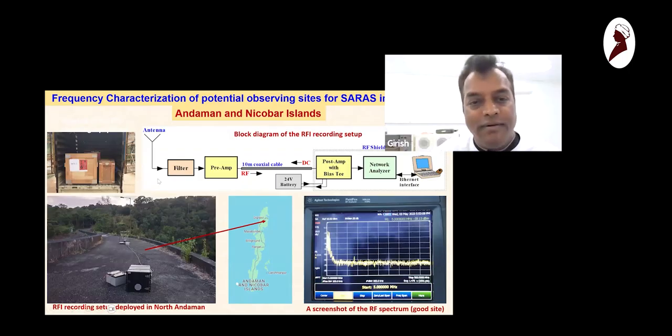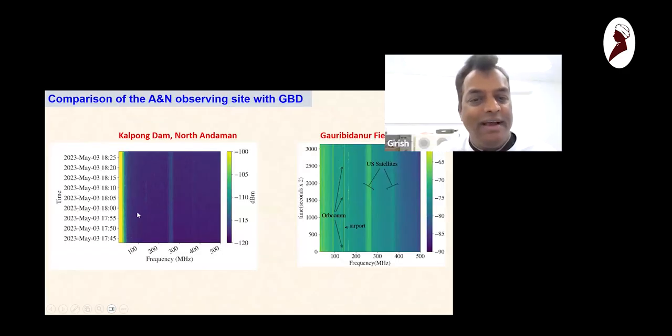Okay, so we did a thorough characterization. And just for reference, what you see here is called a waterfall plot, where the x-axis is frequency from, I think, 50 to 500 megahertz, and the y-axis is time. The spectrum is recorded from 50 to 500 megahertz and acquired for a long duration, and everything is put together here in what we call a waterfall plot.